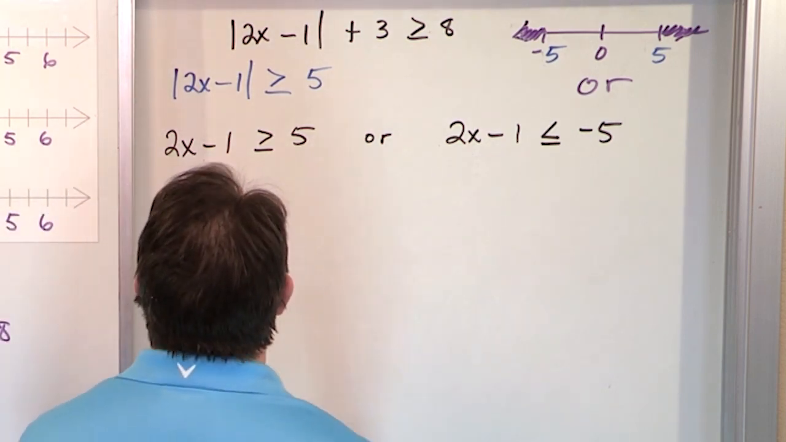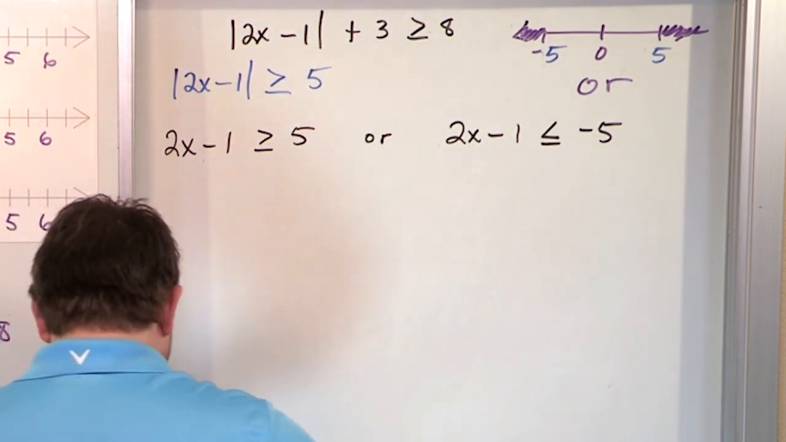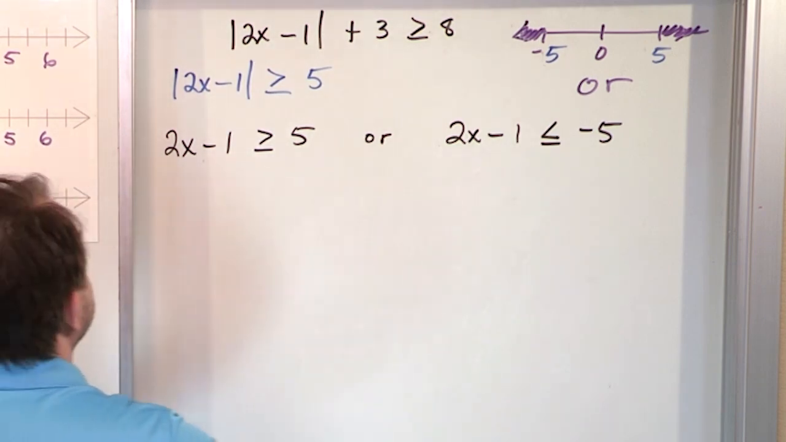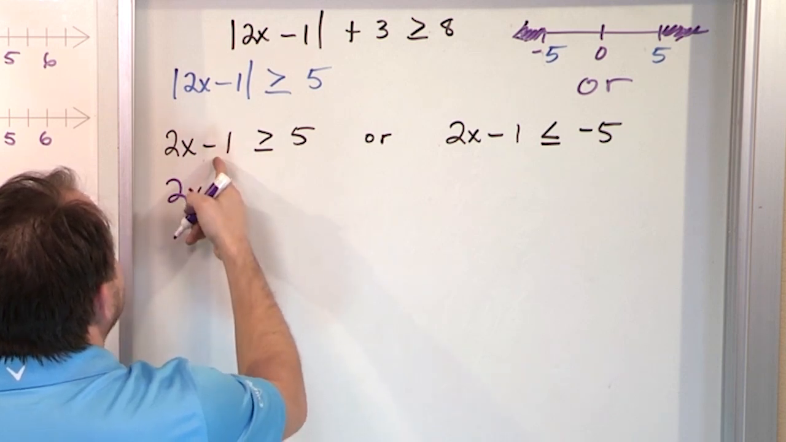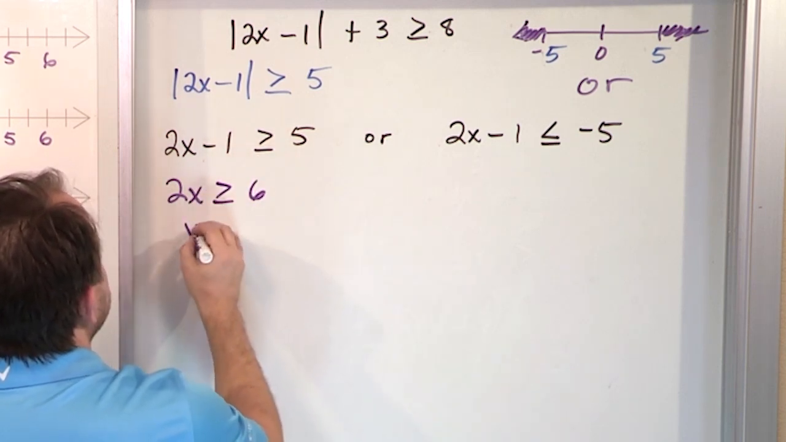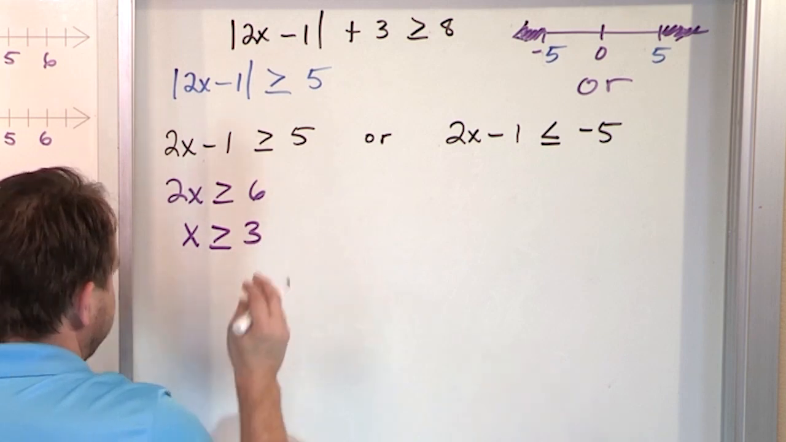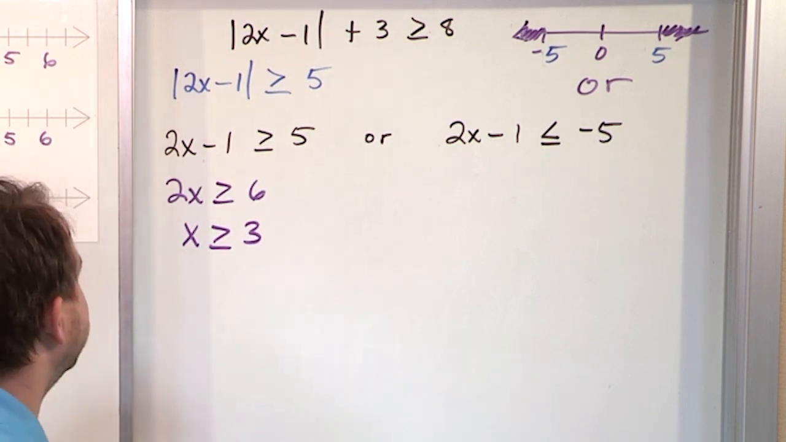Okay? So now, we solve both equations separately, or both inequalities separately. We take the 1 and move it over here by adding 1, making 6. And then we just divide by 2, which gives me 3. So we have x greater than or equal to 3.